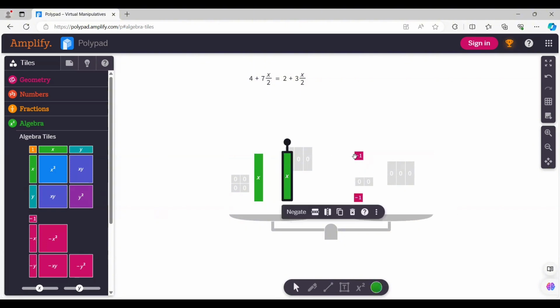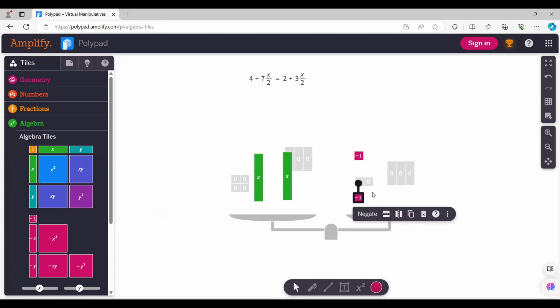So 1x represents negative 1, another x represents another negative 1. So in this case, our answer is x is equal to negative 1. Okay, so this is our solution. Thank you.